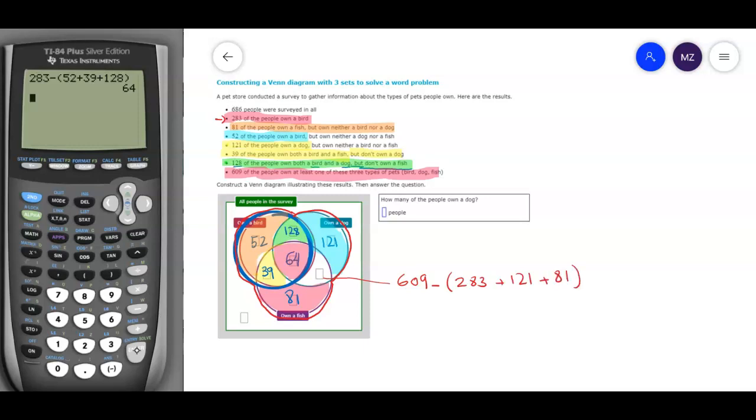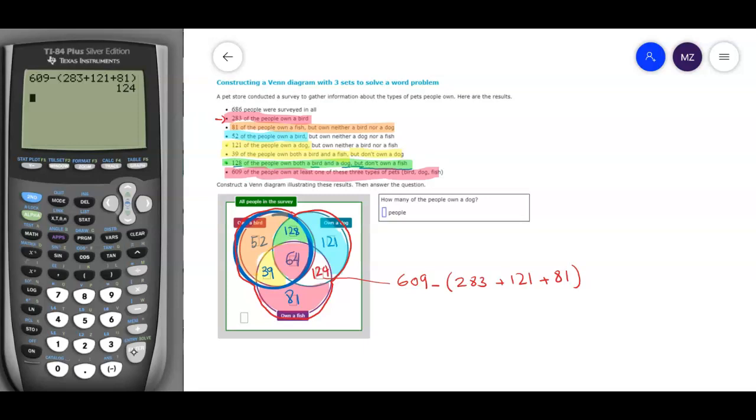All right, so we can do the same operation again. So let's see, 609 minus, open the parentheses, 283 plus 121 plus 81, close the parentheses and then enter, and that's going to be 124. So this is going to be 124.